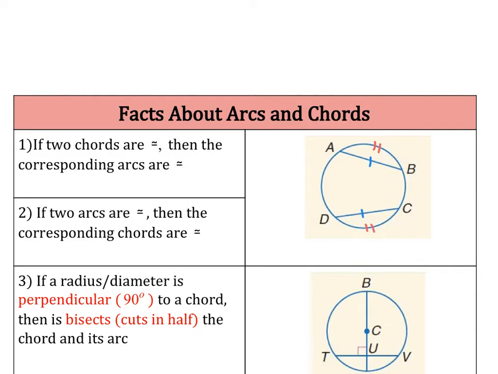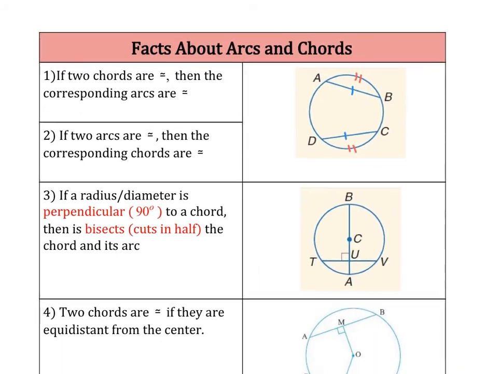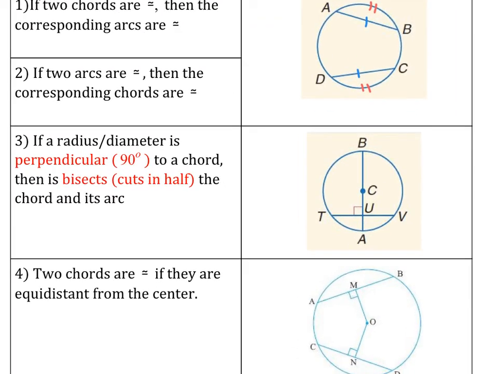And that works for the exact opposite order as well. If you know the arcs are congruent, then the chords must be congruent as well. Now let's look down at our next fact. This says if a radius or diameter is perpendicular to a chord, then it bisects the chord and its arc.